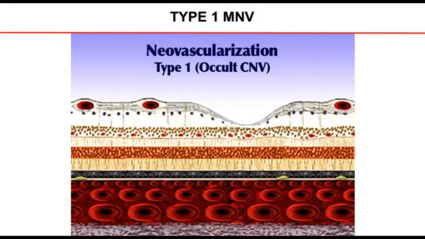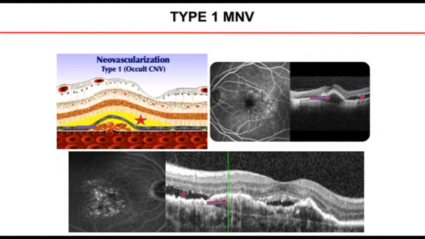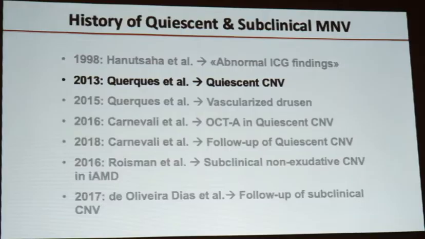You know that the origin of this kind of neovessel is the choriocapillaris, in which there is the growth of neovessels in the sub-RPE space. And here you can see the correspondence between this cartoon and structural OCT, in which there is a pigment epithelium detachment. The neovascularization is located between the retinal pigment epithelium and the Bruch's membrane, and usually there is exudation in terms of subretinal fluid.